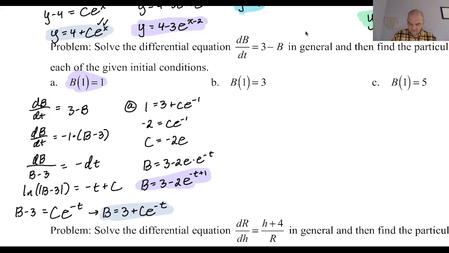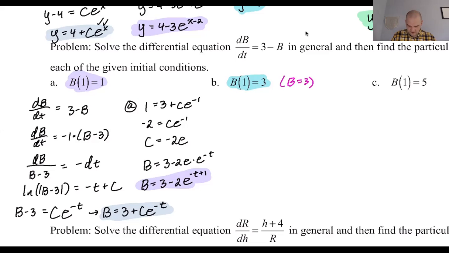The next one, b of 1 equals 3. Well, if you did the last problem, you might be suspicious of this one because the differential equation is dB/dt equals 3 minus b. If b is equal to 3 and dB/dt is 3 minus b, then dB/dt is just 0, which is a horizontal line. So I'm expecting this answer to actually just be b equals 3. If I get that, I will not be surprised. And I think I'm going to get that.